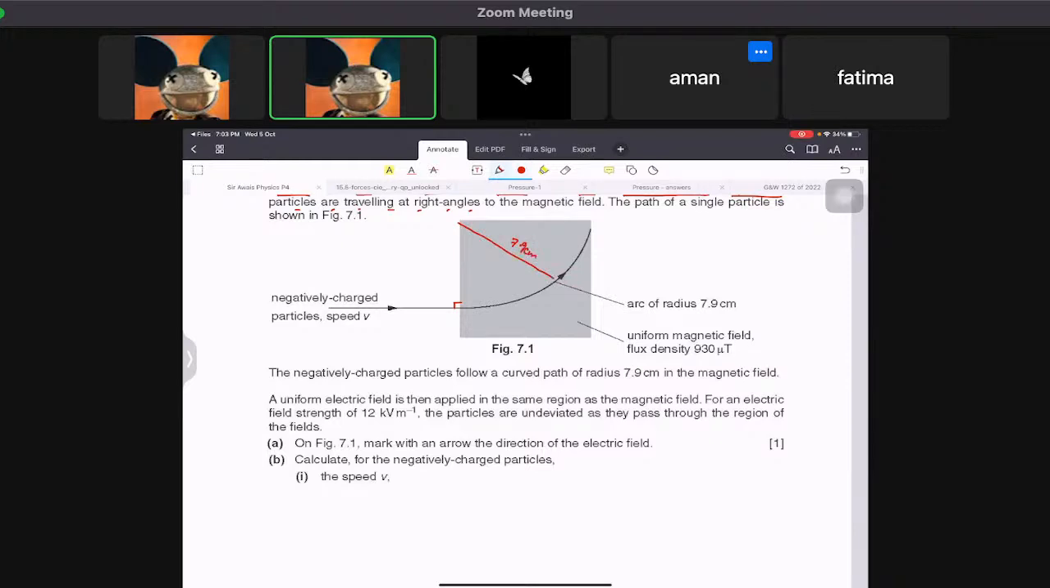A uniform electric field is then applied to the same region as the magnetic field, with an electric field strength of this. The particles are undeviated as they pass through. Now, when the electric field is applied, they just go straight. That's what they mean. So it means a crossed field has been applied here. On the figure, mark an arrow for the direction of the electric field. Okay, now check this out, please.